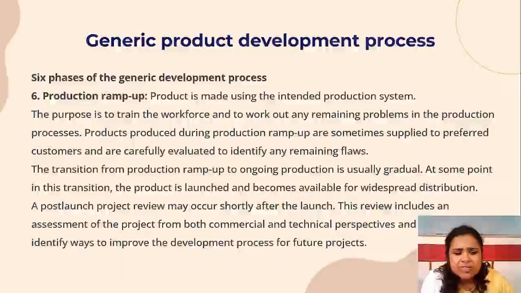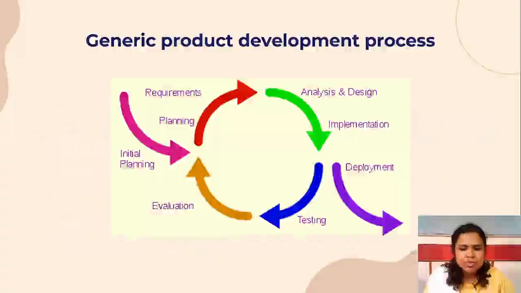The transition from production ramp-up to ongoing production is usually gradual. At some point in this transition, the product is launched and becomes available for widespread distribution. A post-launch project review may occur shortly after the launch. This review includes an assessment of the project from both commercial and technical perspectives and is intended to identify ways to improve the development process for future projects.